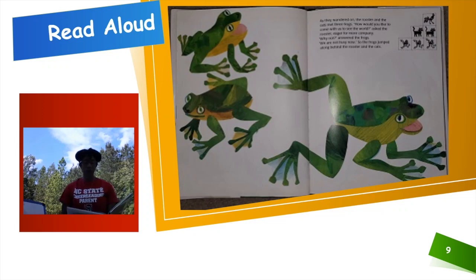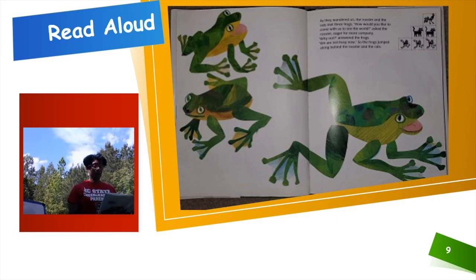As they wandered on, the rooster and the cats met 3 frogs. How many frogs? 3. "How would you like to come with us to see the world?" asked the rooster, eager for more company. "Why not?" answered the frogs. "We're not busy now." So the frogs jumped along behind the rooster and the cats.